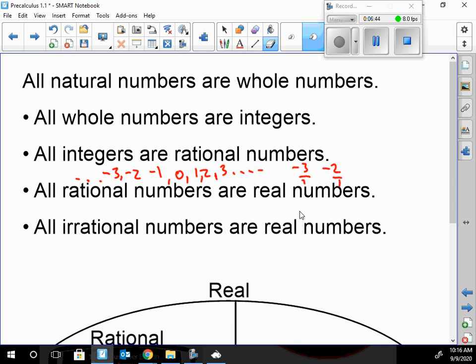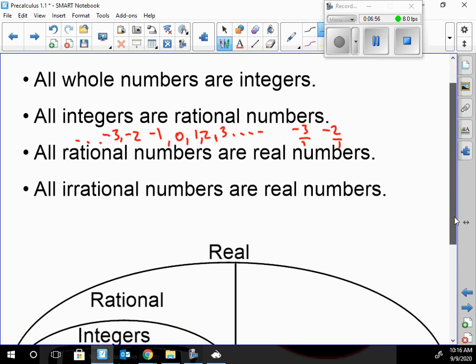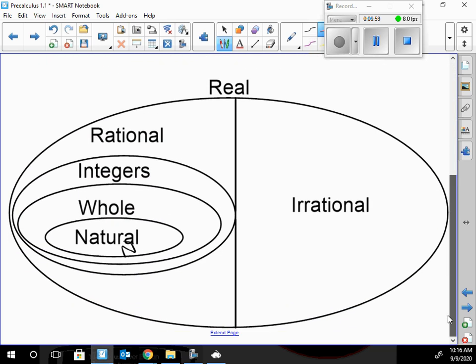All rational numbers are real numbers. Real numbers include all of these different sets. They're all included in real numbers. And all irrational numbers are real numbers. And so if I look at the chart, natural numbers are included in the whole numbers. So the whole numbers include all of this plus what's inside the natural numbers. The integers include all the numbers outside of the whole numbers, including the whole numbers. And the rational numbers include everything inside of here.